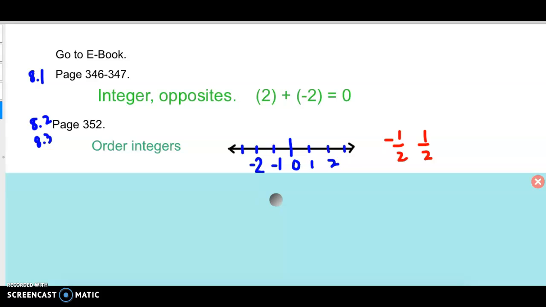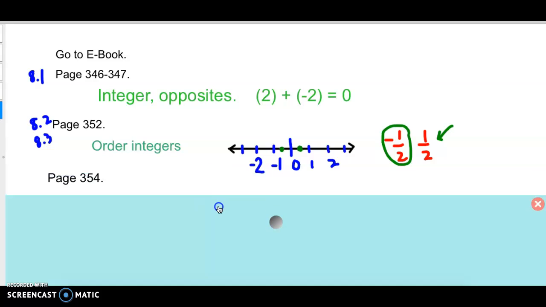Also remember, if you're having trouble graphing a number, say like negative 1/2, you're not sure where that goes on the number line, try positive 1/2, because usually you can find the positive more easily, and then you're like, okay, negative 1/2 is the same distance from 0, so it has to be right there.